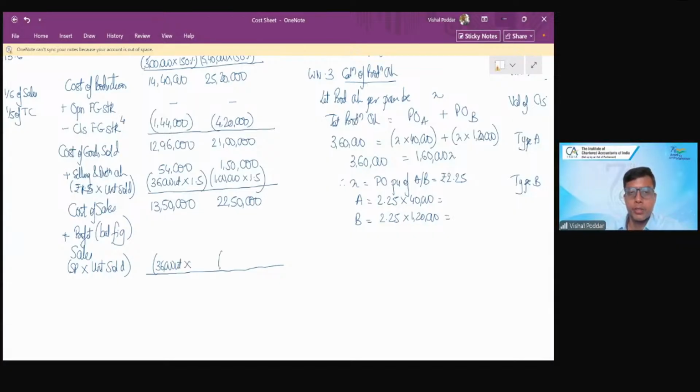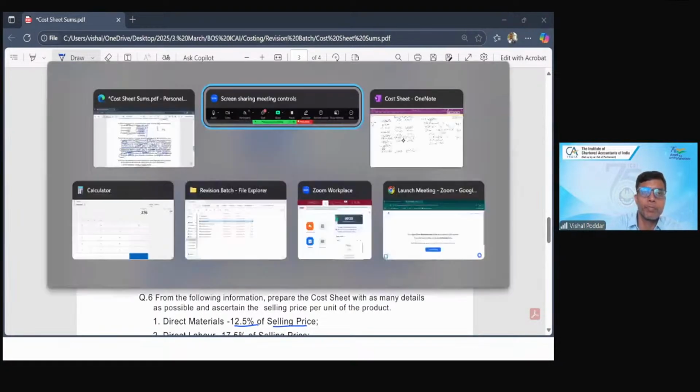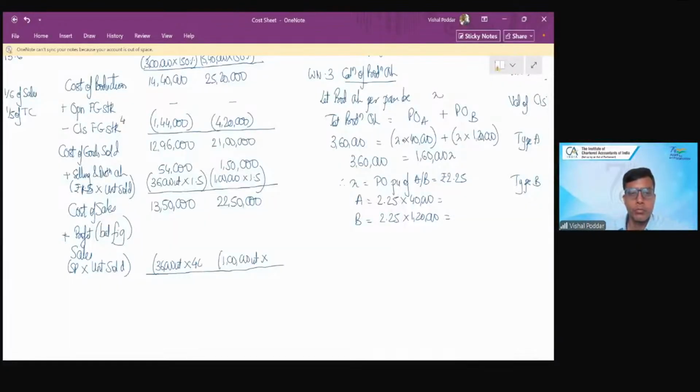36,000 units, 1 lakh units. How much is the selling price, students? Yes, it is 44 and 28. So this is 28 lakhs, correct? So the balancing figure profit would be 550. 16.